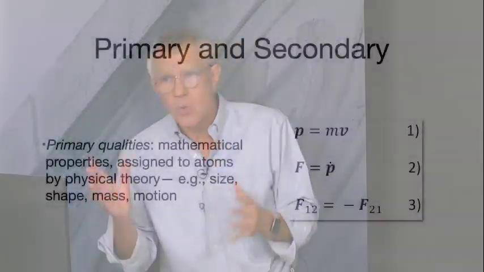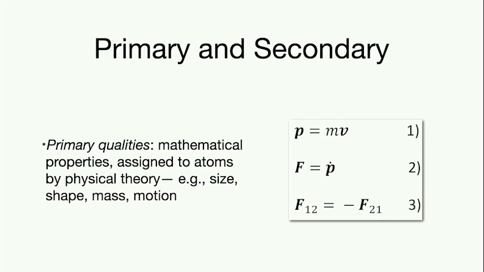So here's how Descartes tends to think of it. The primary qualities are something like the mathematical properties. They're assigned to atoms by physical theory. So they're things like size, shape, mass, motion. If we look to physics, look to a theory like that, momentum is mass times velocity, force is the derivative of momentum.